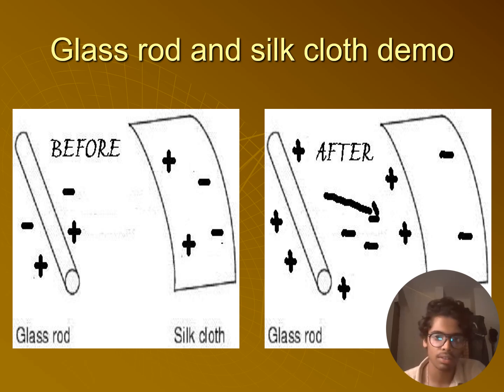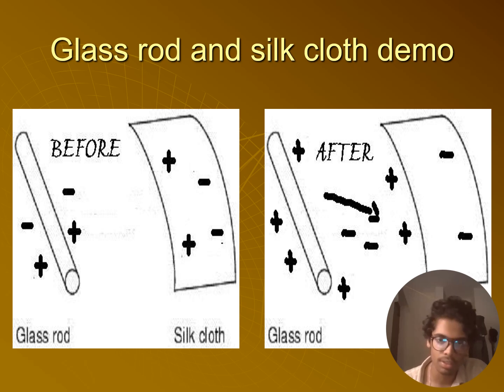Now, the glass rod and silk cloth demo. This is a phenomenon we observe in everyday life, but we never know the reason behind it. So let's speak about this a little bit in particular. Here is a glass rod and a silk cloth. The silk cloth has positive charges on one side and negative charges on the other. Similarly, the glass rod has positive charges on one side and negative charges on the other side.